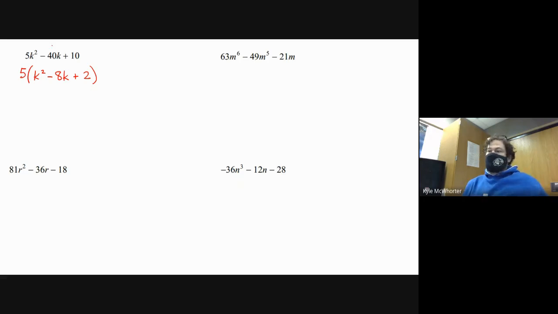So even if there's 3 terms, you can still pull out a greatest common factor, but it has to be a factor in all the terms, because you have to be able to distribute that 5 back through and get the original expression.